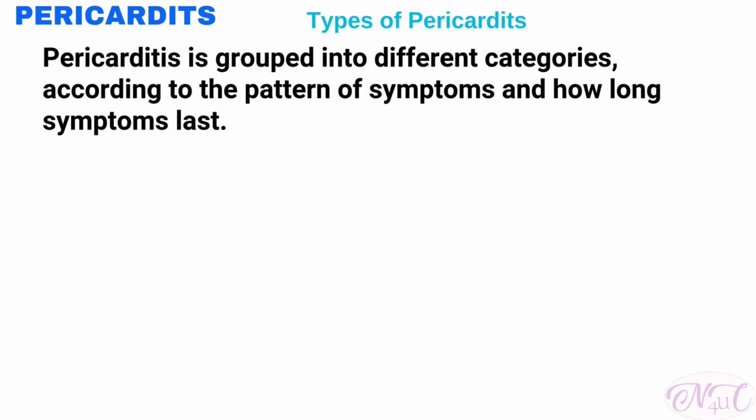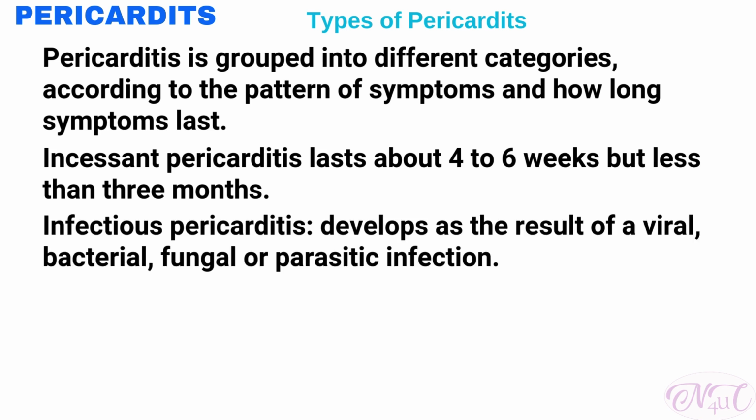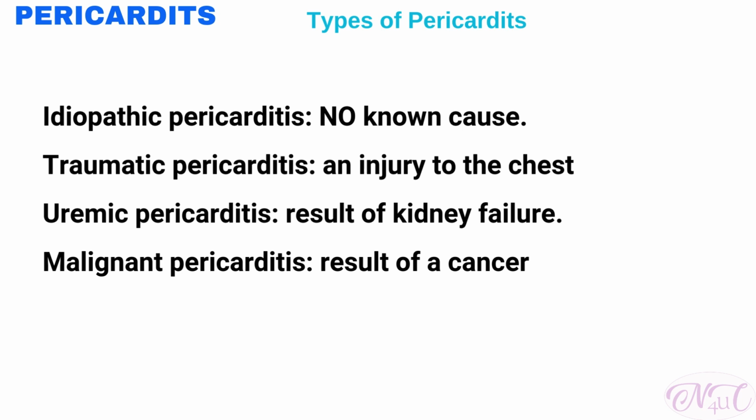Pericarditis is grouped into different categories according to the pattern of symptoms and how long symptoms last. Incessant pericarditis lasts about 4 to 6 weeks but less than 3 months. The symptoms continue over this whole time. Infectious pericarditis develops as a result of a viral, bacterial, fungal, or parasitic infection. Idiopathic pericarditis is pericarditis that doesn't have a known cause. Traumatic pericarditis develops as a result of an injury to the chest. Uremic pericarditis develops as a result of kidney failure. Malignant pericarditis develops as a result of cancer growing in the body.